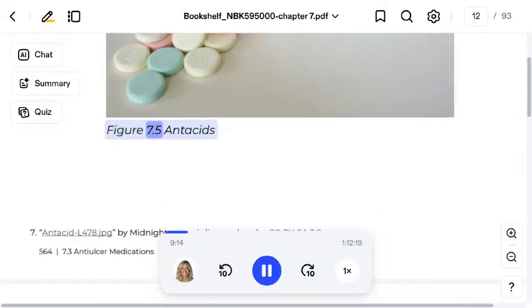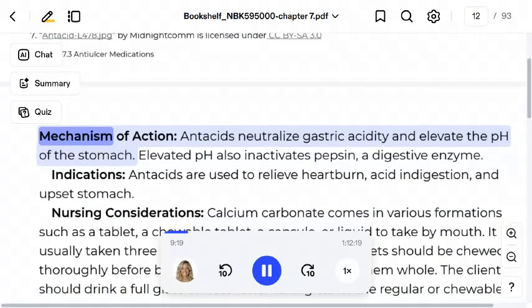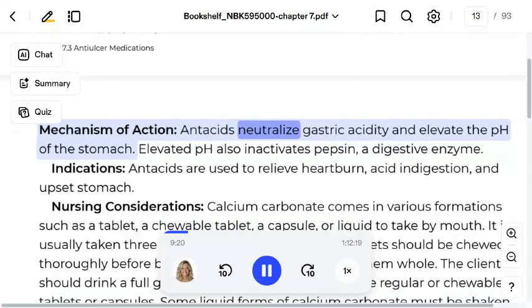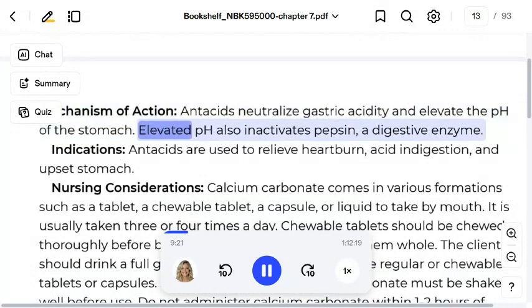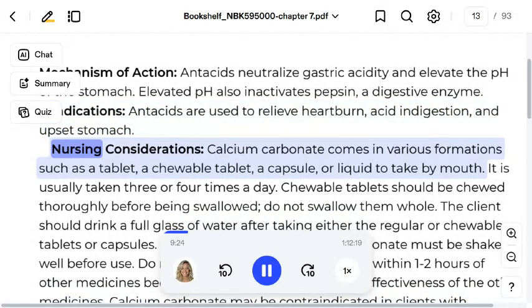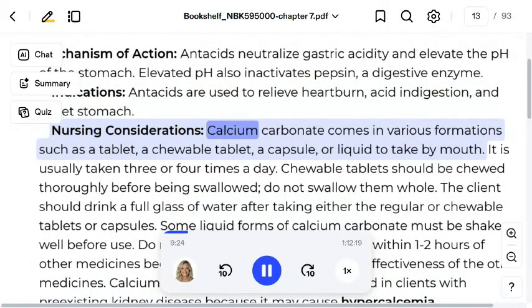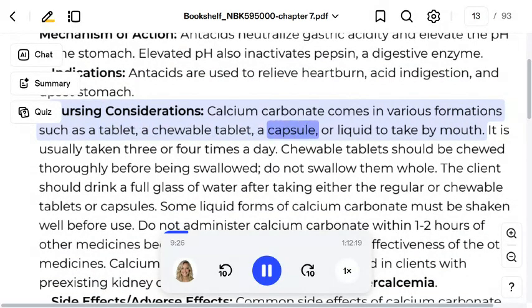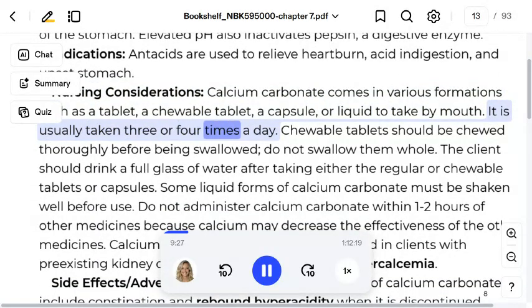Figure 7.5: Antacids. Mechanism of action. Antacids neutralize gastric acidity and elevate the pH of the stomach. Elevated pH also inactivates pepsin, a digestive enzyme. Indications. Antacids are used to relieve heartburn, acid indigestion, and upset stomach. Nursing considerations. Calcium carbonate comes in various formulations, such as a tablet, a chewable tablet, a capsule, or liquid to take by mouth. It is usually taken 3 or 4 times a day.